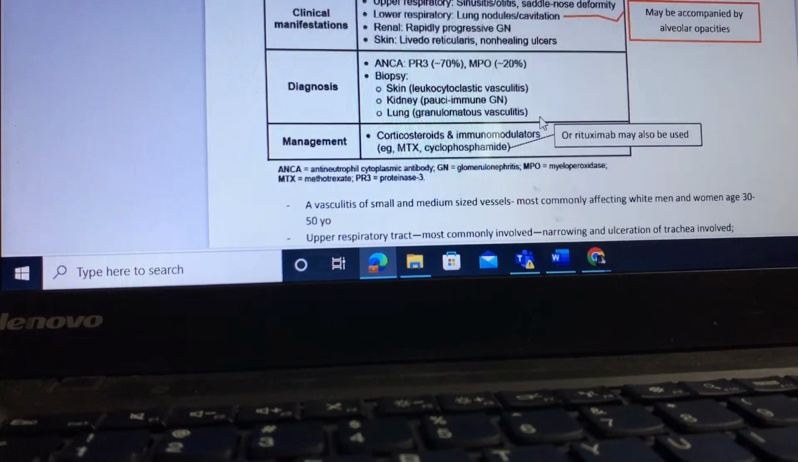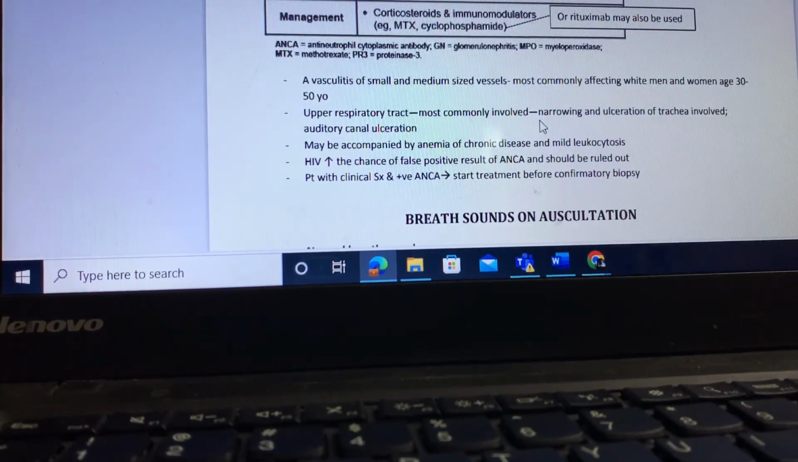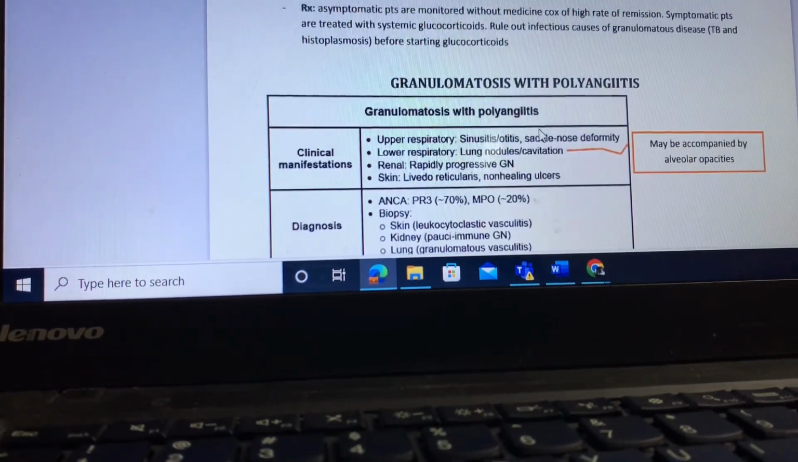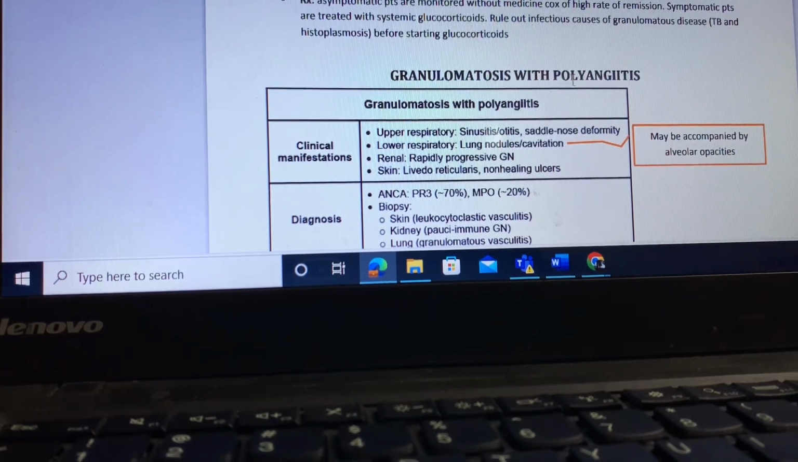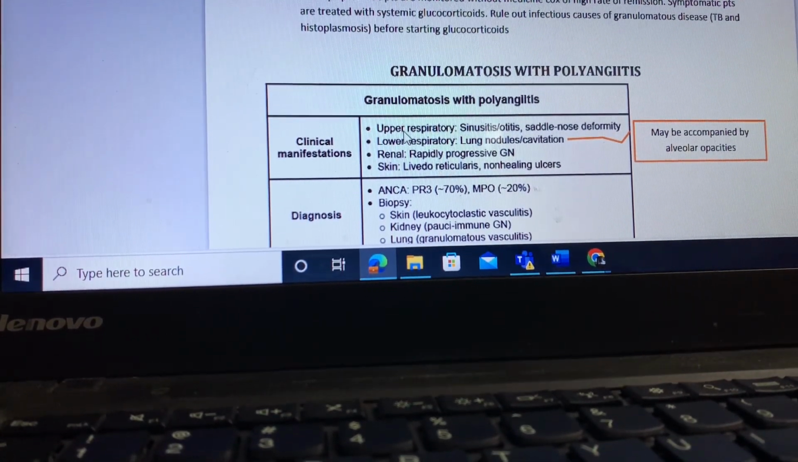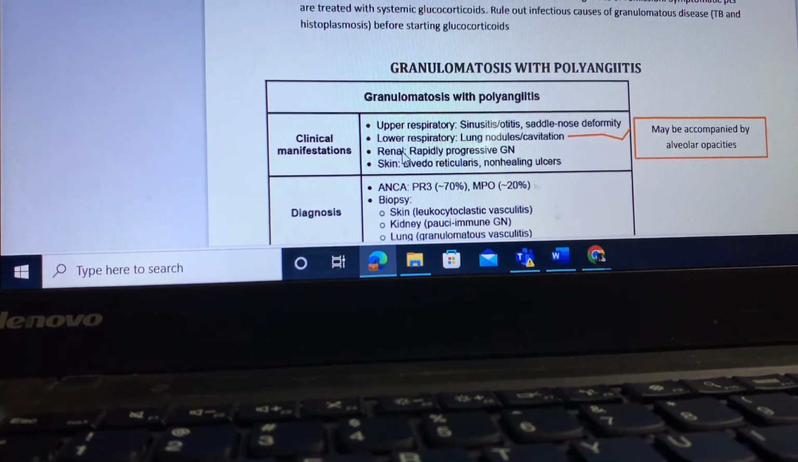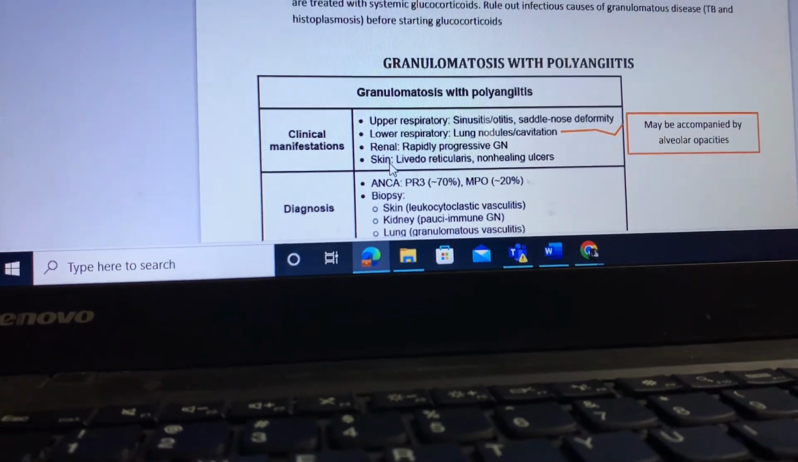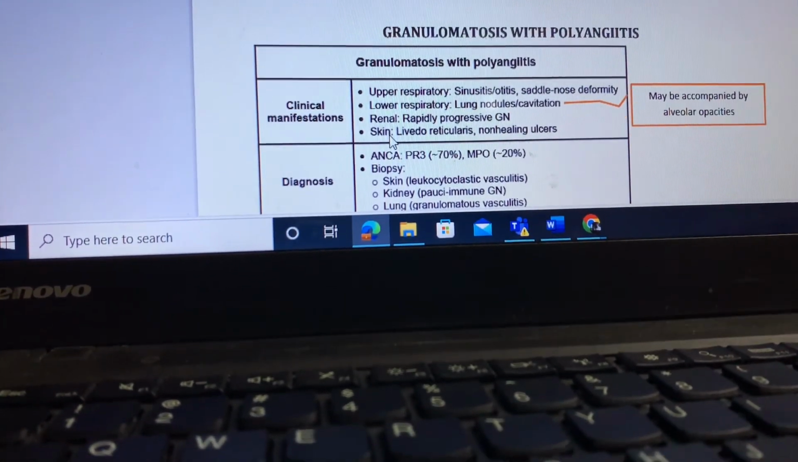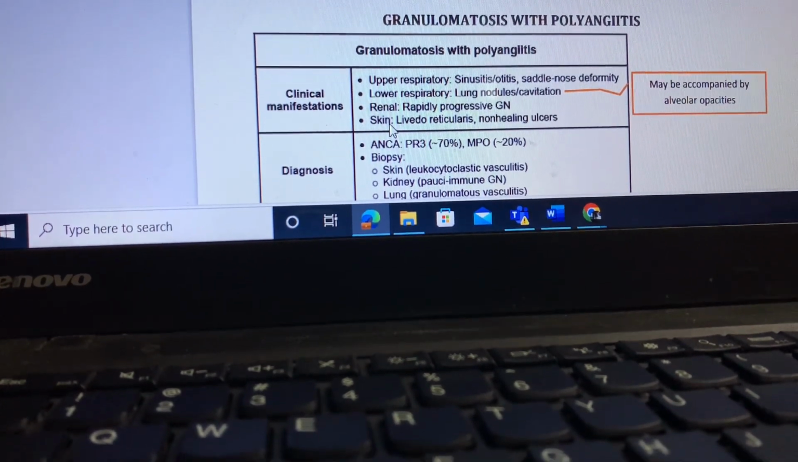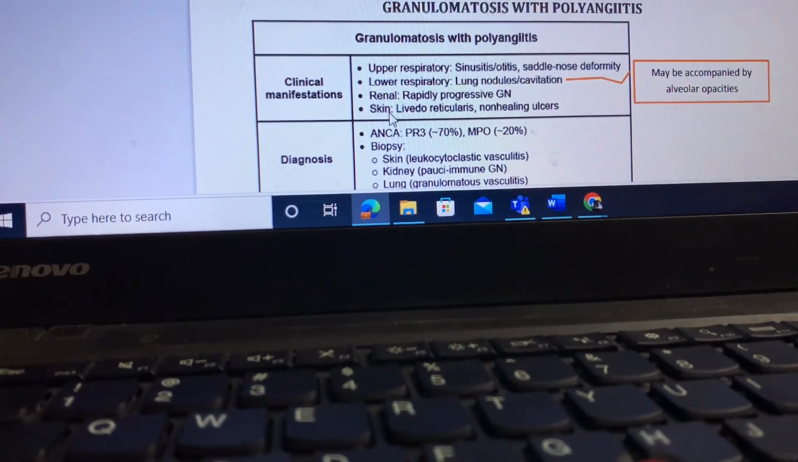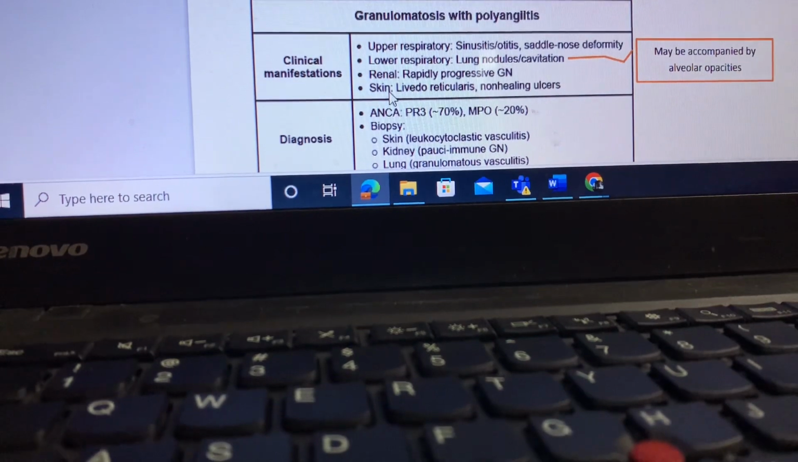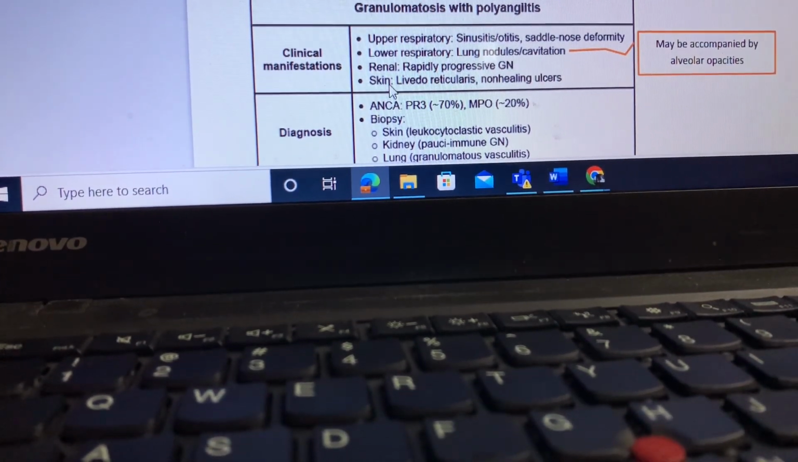The second topic we are going to discuss in pulmonology is a very common disease called granulomatosis with polyangiitis, also known as Wegener's granulomatosis. There is upper respiratory, lower respiratory, renal, and skin involvement. In the upper respiratory tract, there is sinusitis and otitis with a saddle nose deformity. Saddle nose deformity is a key term to remember here. In the lower respiratory tract, you're going to see nodules and cavitations. Always remember the upper respiratory symptoms in Wegener's, like sinusitis and saddle nose.